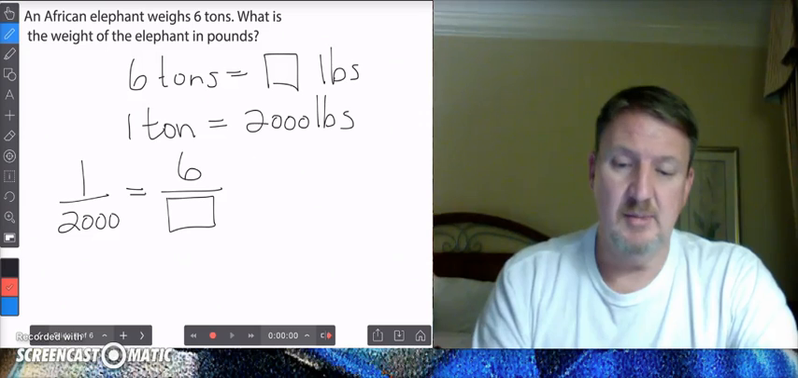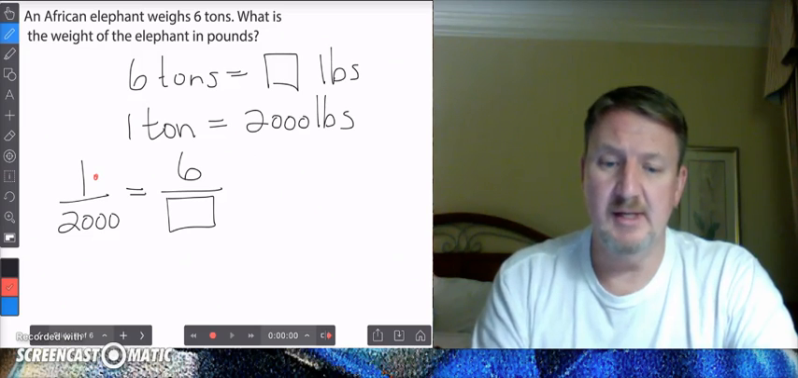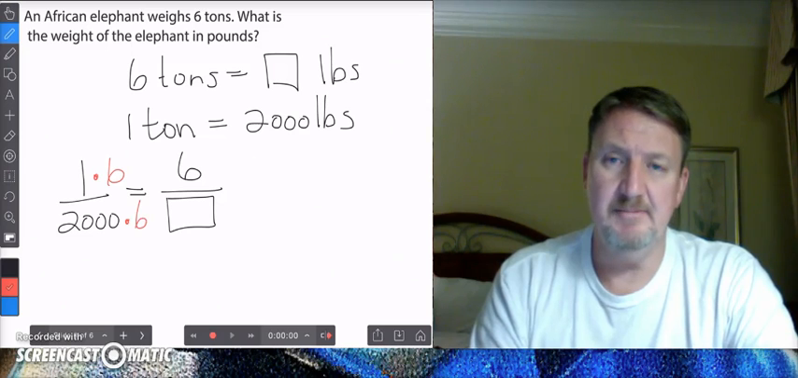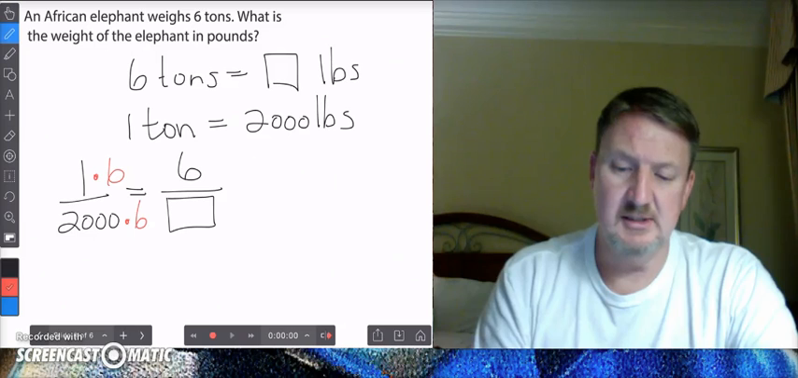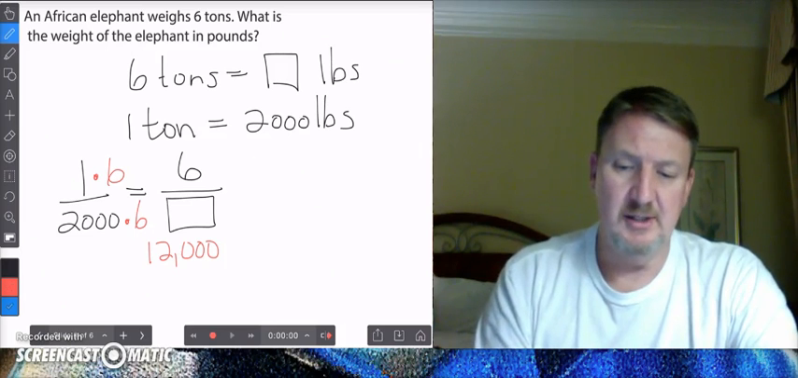So I'm going to use my equivalent ratios. All right, what did I multiply 1 by to get 6? Well, I multiplied times 6. So if I do the same thing to the bottom, that's going to make it equivalent. So 2,000 times 6, and this is a little bigger, but we have 12,000. Okay? I can also do it the way that I showed you earlier.